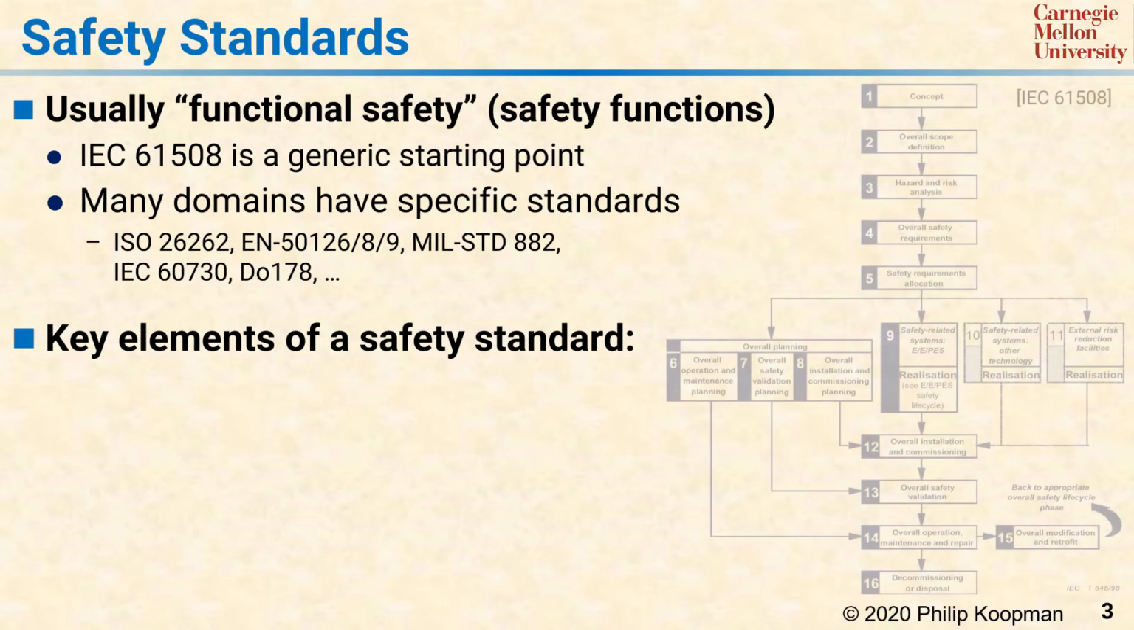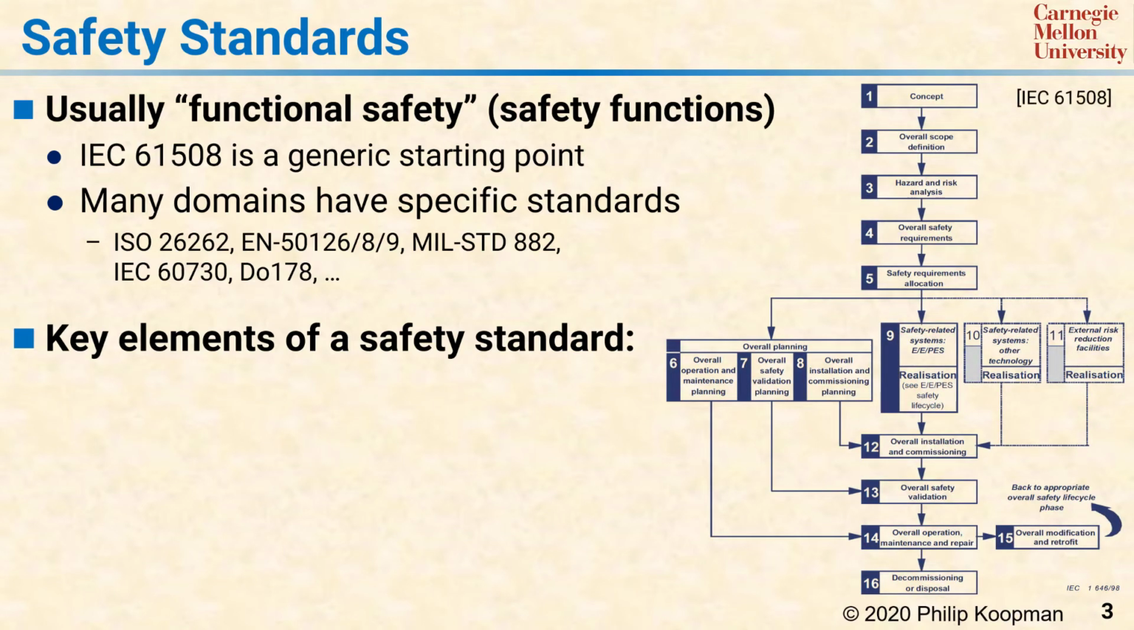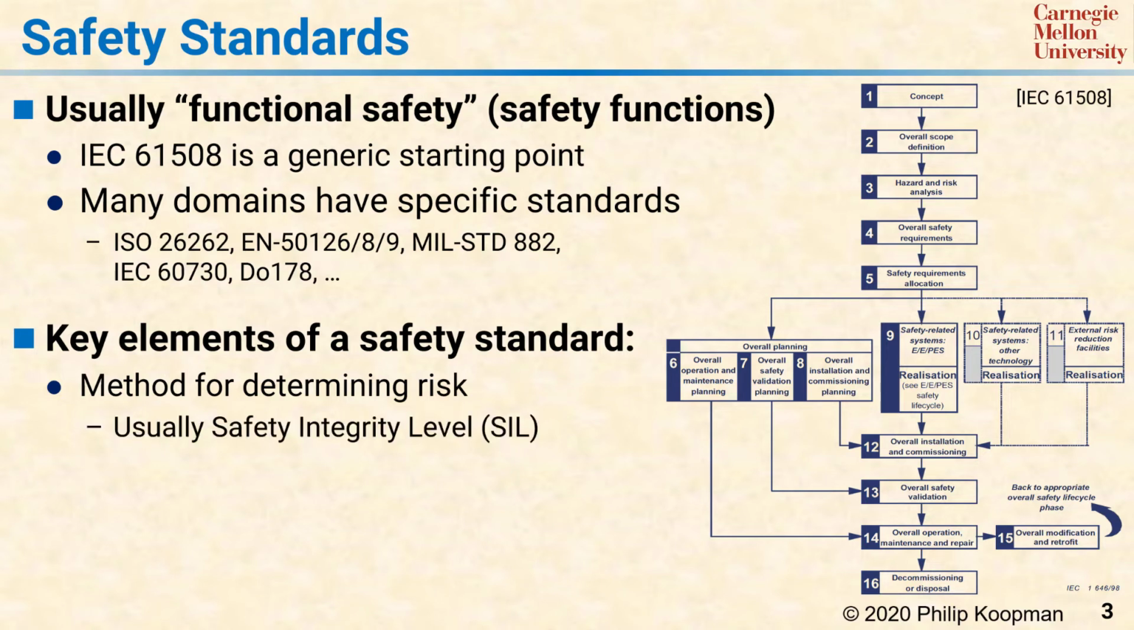This figure shows the steps required by IEC 61508. Safety analysis starts with determining the hazards and risks for the system. Usually, a safety integrity level, or SIL, is assigned based on the severity of the risk. Higher severity mishaps are assigned a higher SIL.